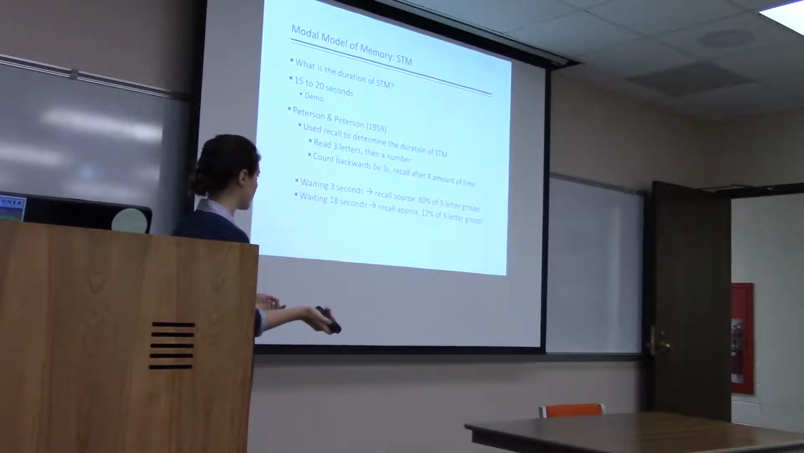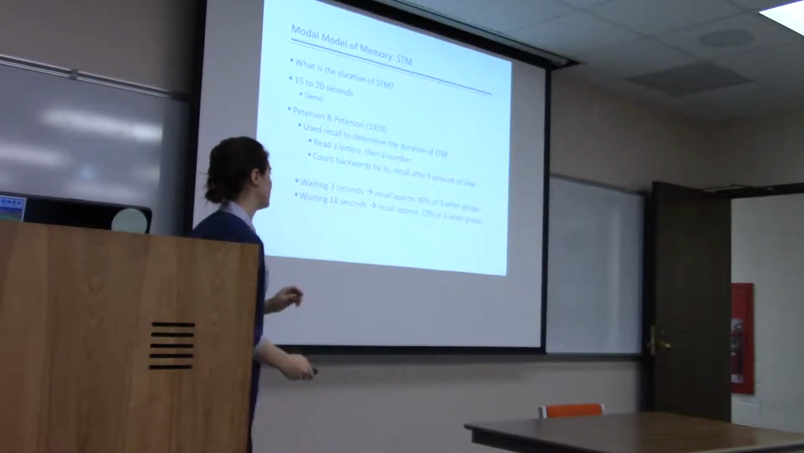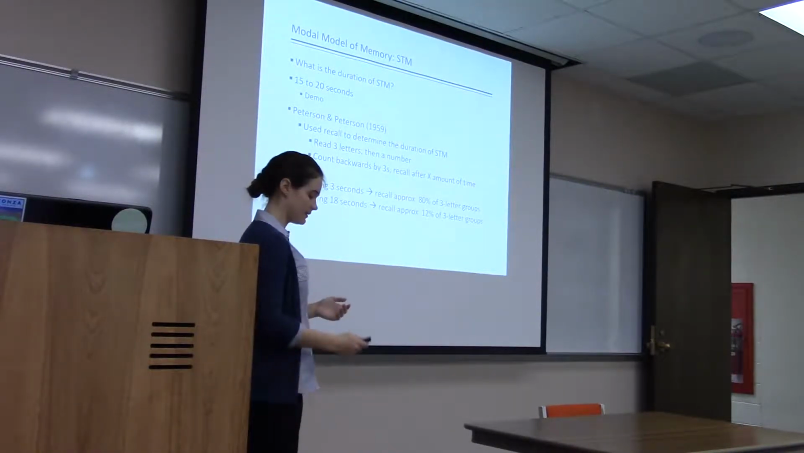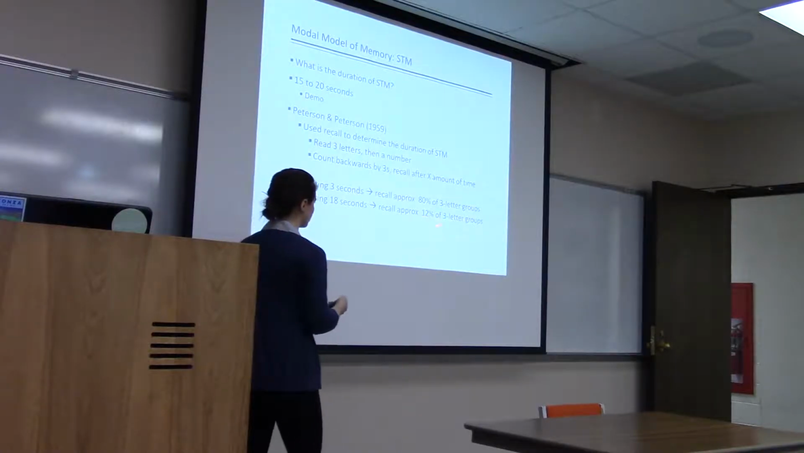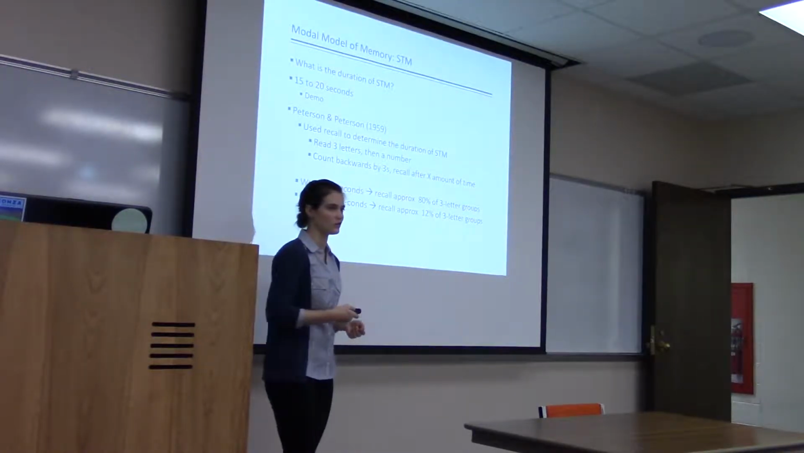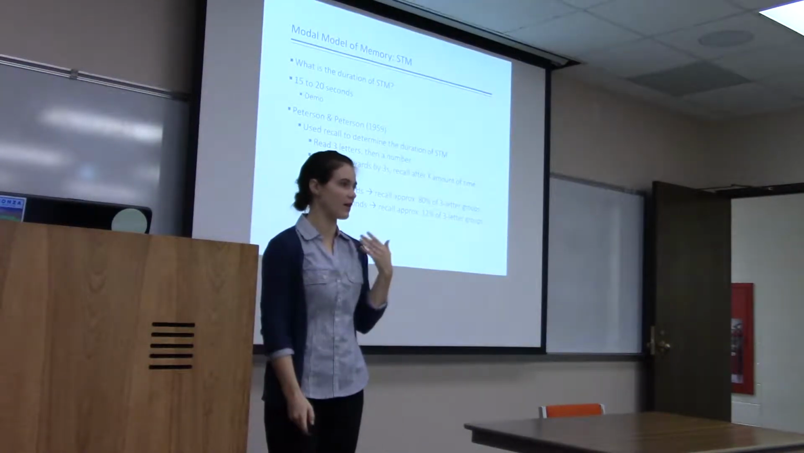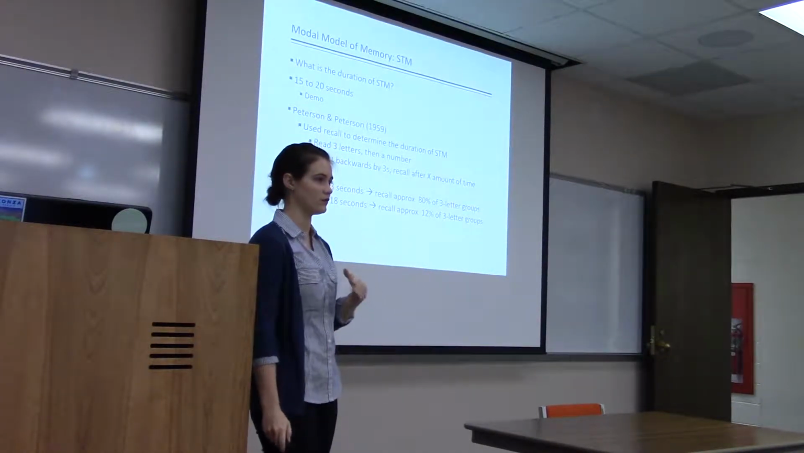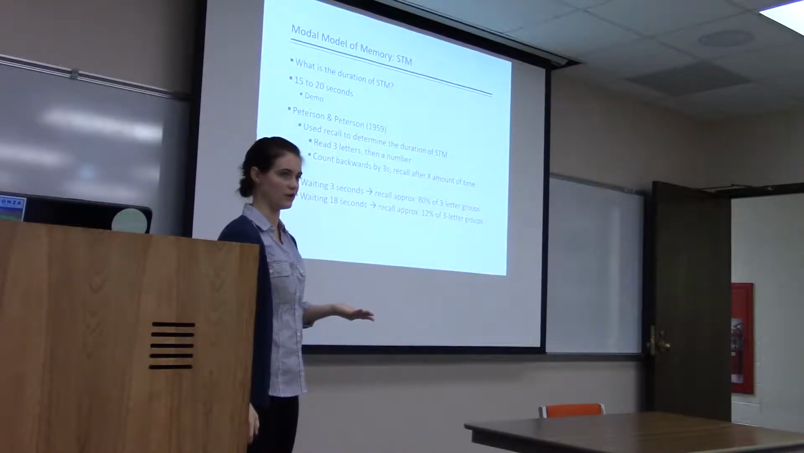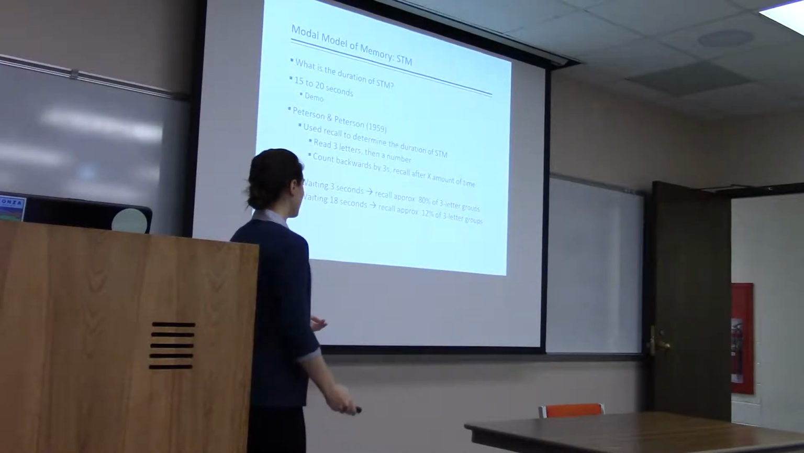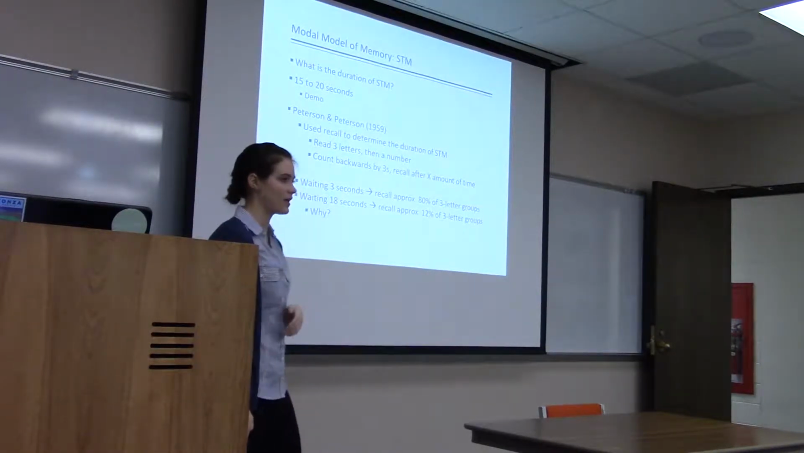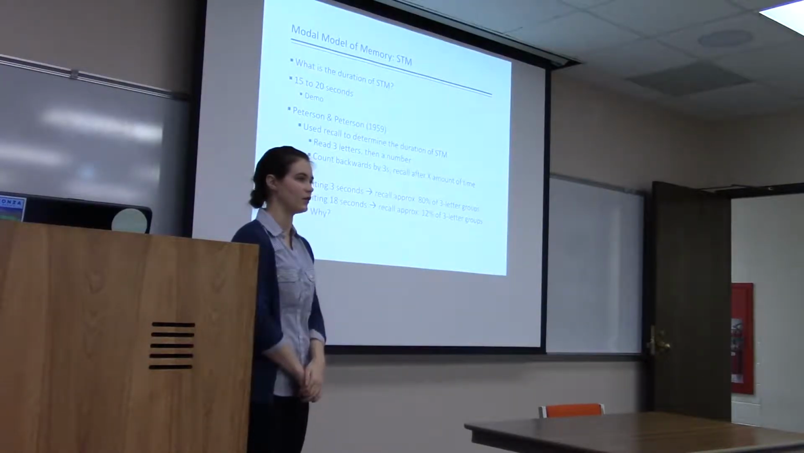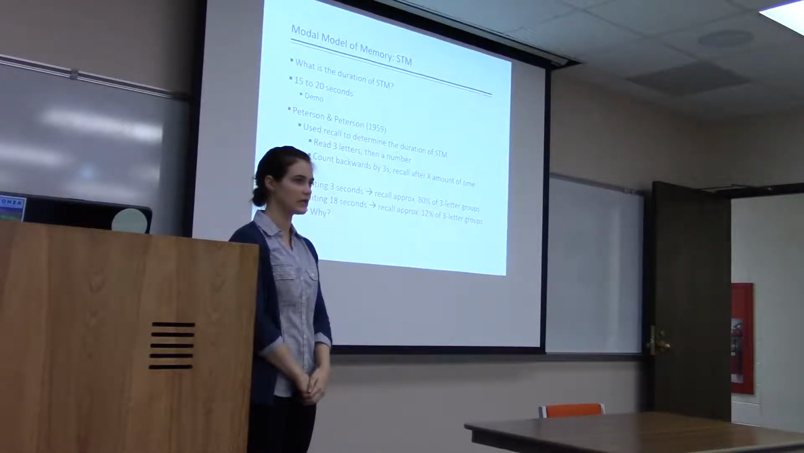They also varied the waiting time to 18 seconds. And you can see that recall dropped to 12% of those 3-letter groups. That's something that we actually started to see in our own example right here. It became more and more difficult to remember what those letters were. So, why do you think it became harder to remember what those 3-letter groups were? Any ideas?